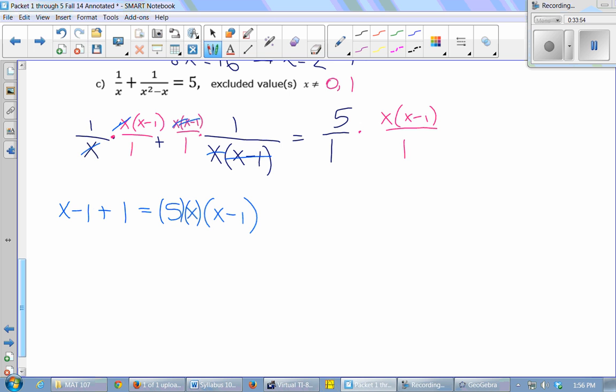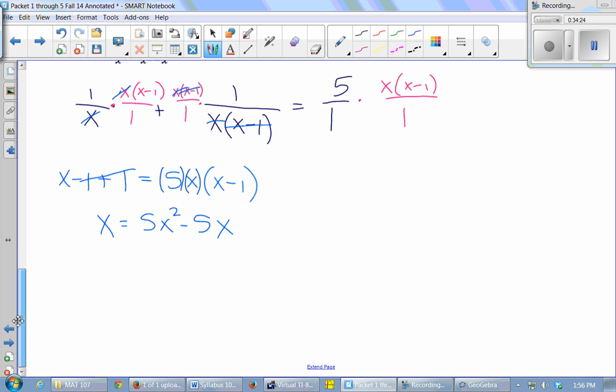Okay, so minus 1 and plus 1, those go away, right? So I have x equals 5x squared minus 5x. Okay, so what is this kind of equation called? Anybody remember from a previous class? It's a special kind of polynomial, yeah? Quadratic. This is a quadratic equation when you have an exponent of 2.